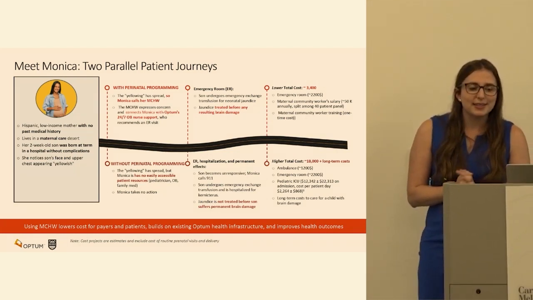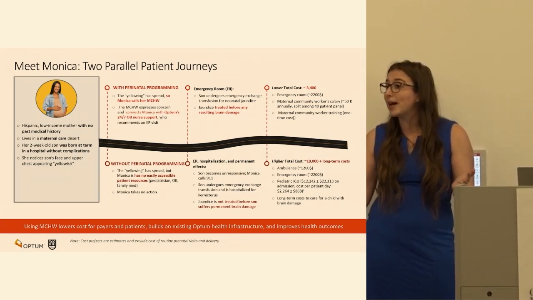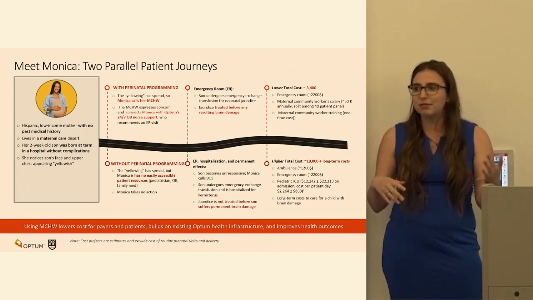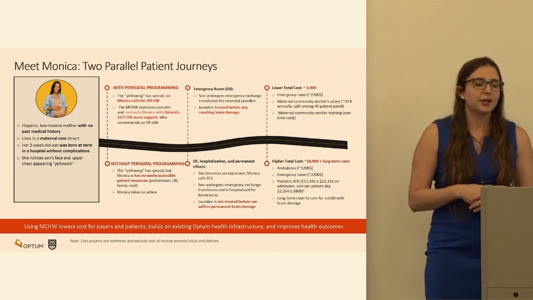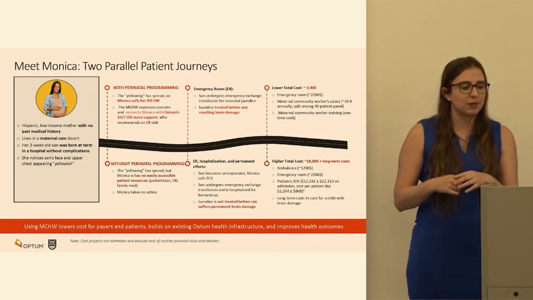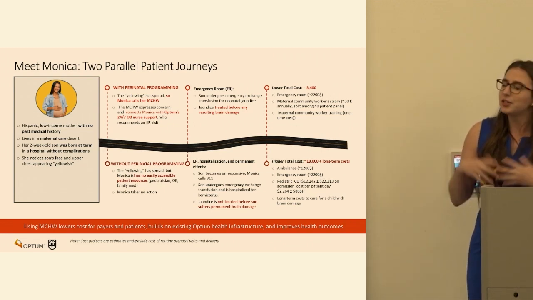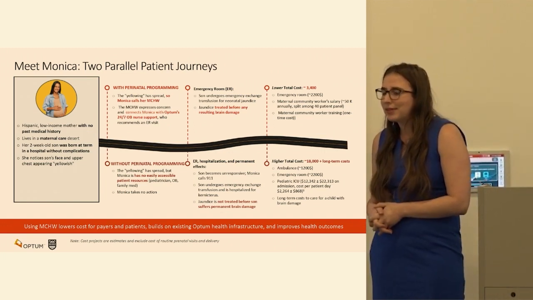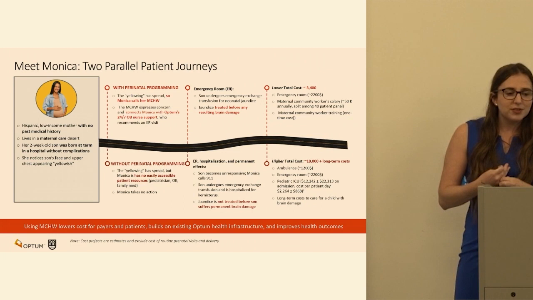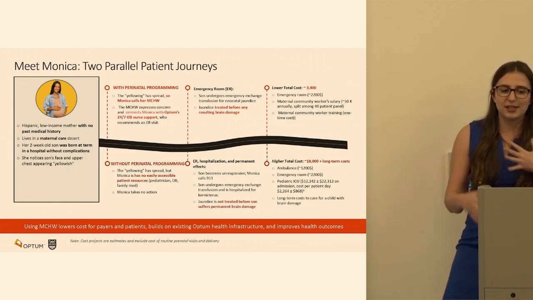So Monica is a Hispanic low-income mother with no past medical history. She wouldn't flag as a high-risk pregnancy. She lives in a maternal care desert, and her 2-week-old son was born in a hospital without complications. She's been enrolled and has had a maternal community health worker visiting her bi-monthly during her pregnancy, and she notices her son's face and upper chest starting to appear yellow.